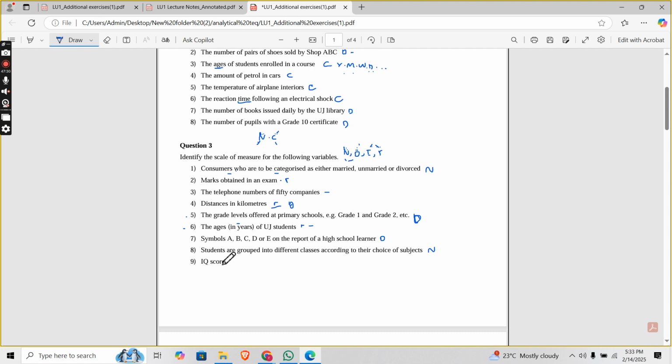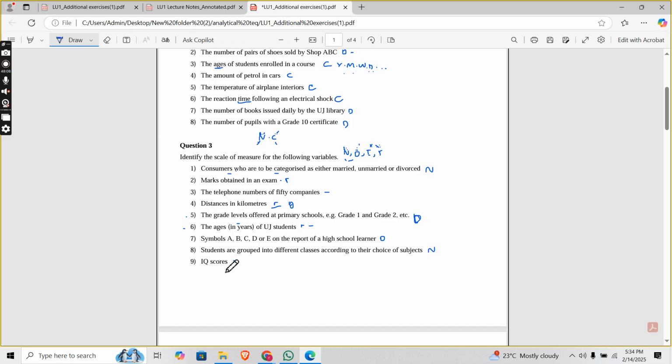So number 9 is IQ scores, or intellectual quotient scores. The IQ scores are numerical. Why? Because you can add one value of an IQ score to another one. So I have to decide whether it's interval or ratio. The answer is interval. Why do I say that we use the interval scale to measure IQ scores?